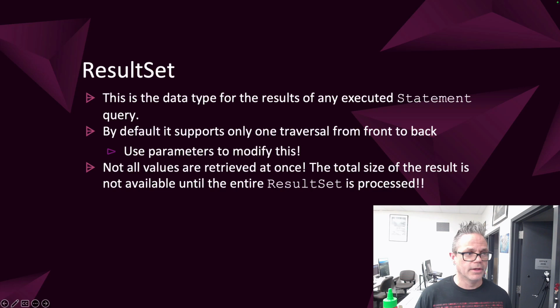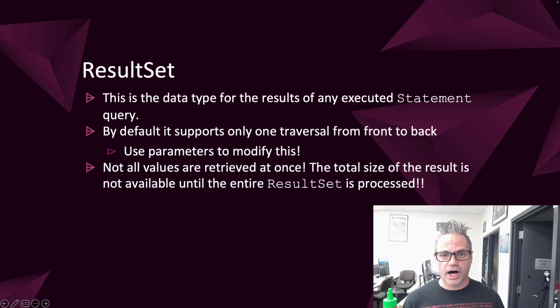A result set is the piece that actually does a lot of the work of the query. It's the form the data comes to us in Java. That's the data type for anything we get from an executed statement object. By default it only supports one-way traversal, but if I use the parameters to initialize it, we can have that back and forth approach with the scrollable result set.